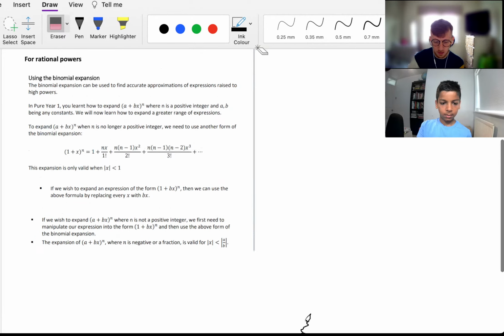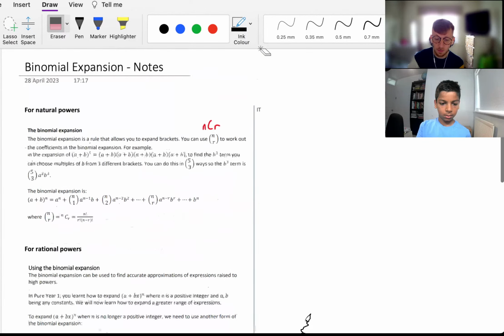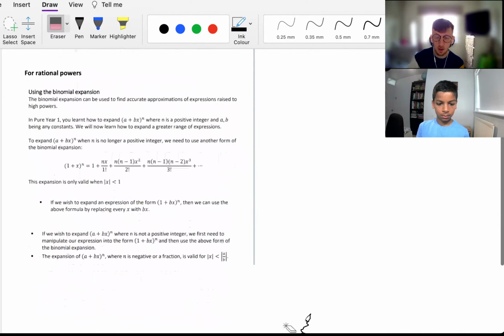So that's the stuff you would have seen in year 1. In year 2, you look at rational powers. Okay, and what's a rational power, Cordelia? Well, a rational number is basically a fraction. So a rational power is basically a number to the power of a fraction. Brilliant. So any number that can be written as a fraction is a rational number.